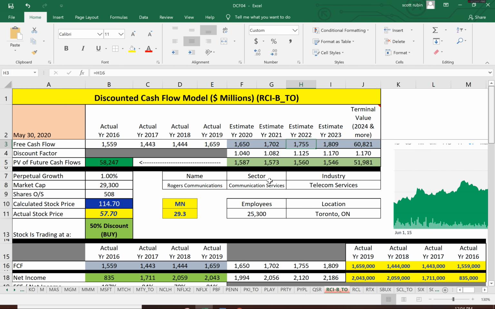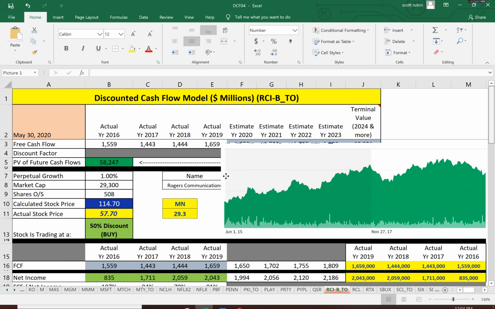So we calculated future cash flows for 4 years, and we did a terminal value, which is all the years after year 4. And when we discount that back to today's dollars, we get a value of the company of $58 billion. And when you divide that by 508 million shares, you get a stock price of $115, even though it's trading at $58. So this is considered a buy. It's trading at half of intrinsic value.